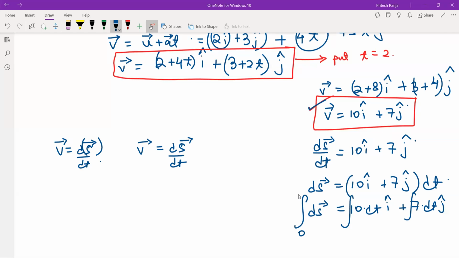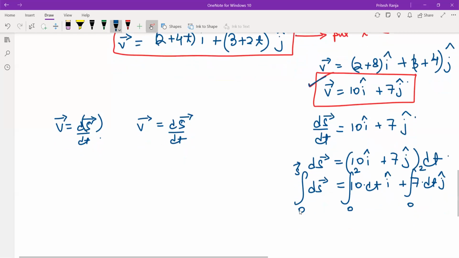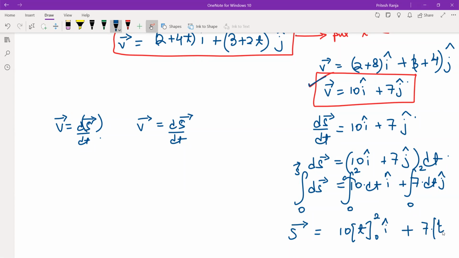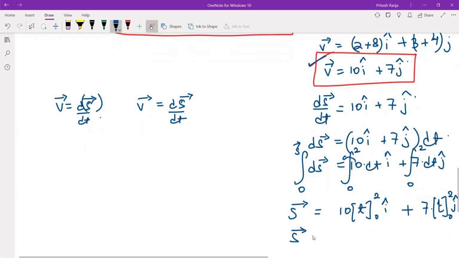So displacement is going from 0 to s, right? Time is going from where to where, from 0 to 2, because you have to find displacement at time 2. This is also from 0 to 2. So what we get here, displacement vector is 10 times t, because 10 will come out, we will have integration of dt, that is t, and the limit 0 to 2, and here there was i cap, and then again 7 times t, 0 to 2, this is j cap, and we integrate it, we get displacement vector as, what will this become, 2 minus 0, that is 2, so 20 i cap plus 14 j cap.